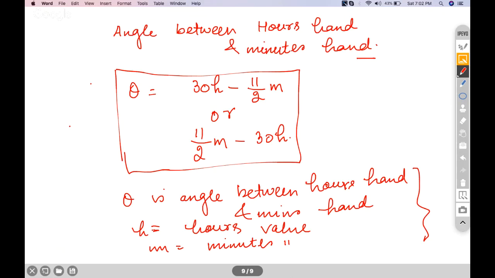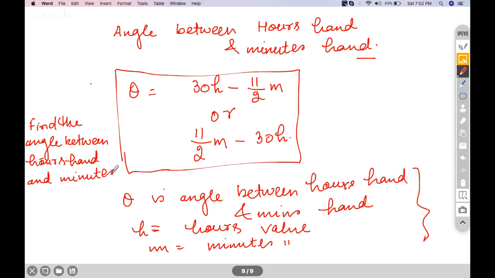Okay, so now the question is: find the angle between the hour hand and minute hand at 3:40.